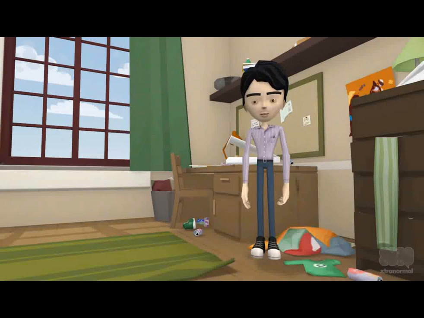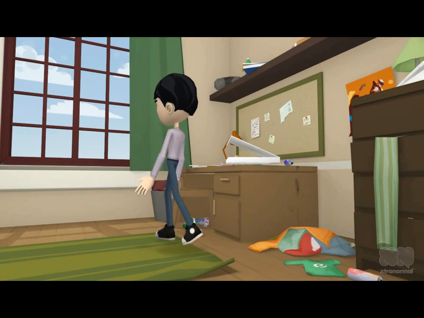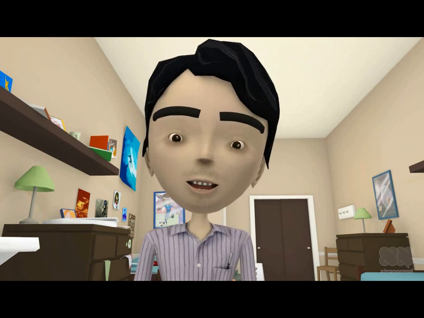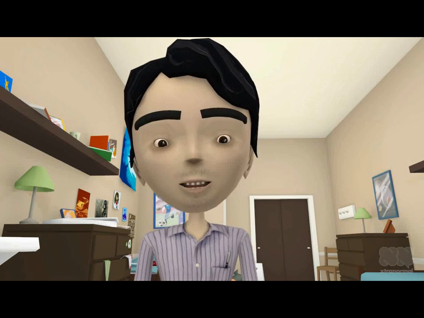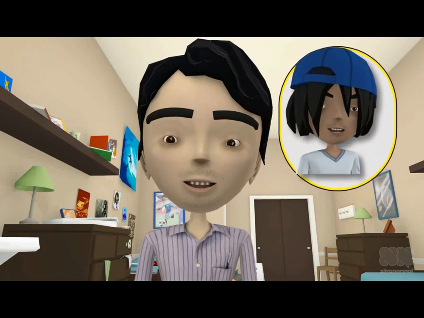I'm getting too old for my parents to be telling me what to do all the time. It's sure been great getting to hang out with Sam without them. You know, my mom told me that a good friend is someone who will look out for you and help you make good choices. Well, I guess that means Sam's a good friend.